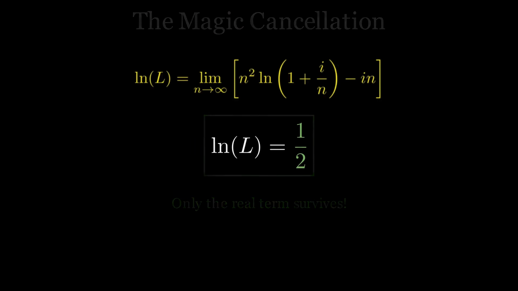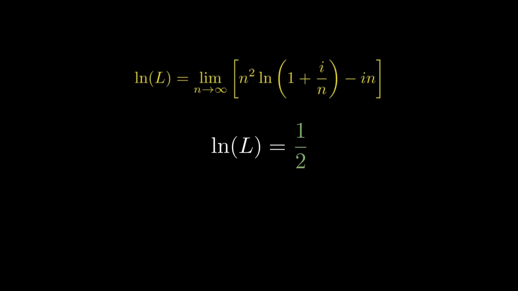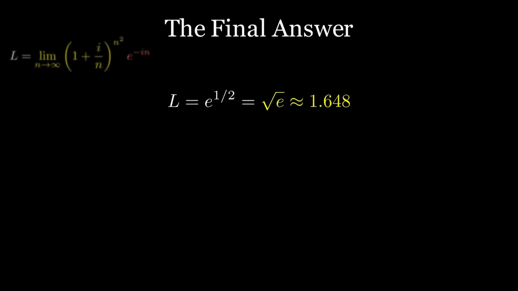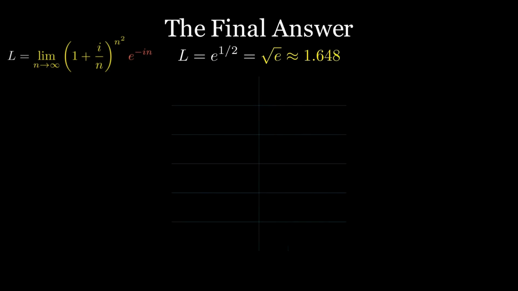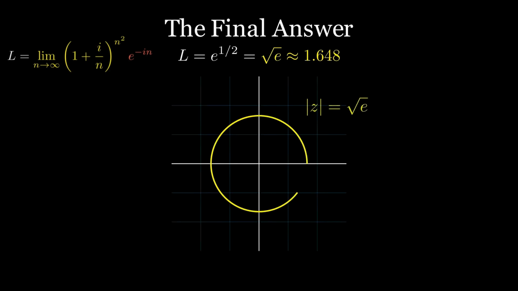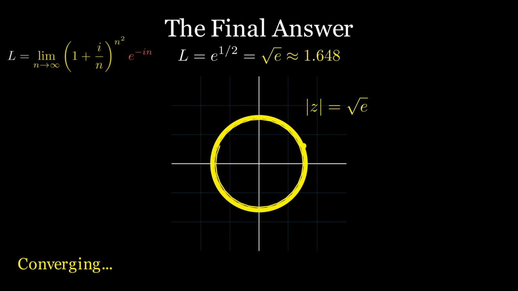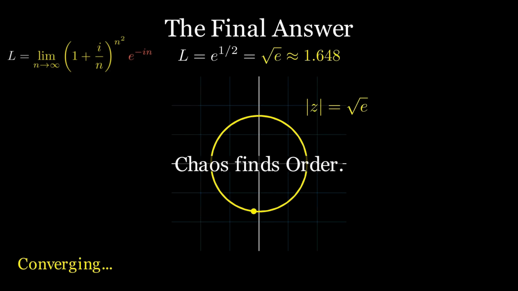In other words, infinite rotation gets cancelled, and we're left with pure exponential growth. We found that ln L approaches 1/2, so exponentiating both sides gives L equals e^(1/2). That's the square root of e, about 1.648. And here's the visual check. On the complex plane, the motion keeps spiraling, but the radius settles and locks onto this circle. Magnitude of z equals square root of e. Chaos finds order.